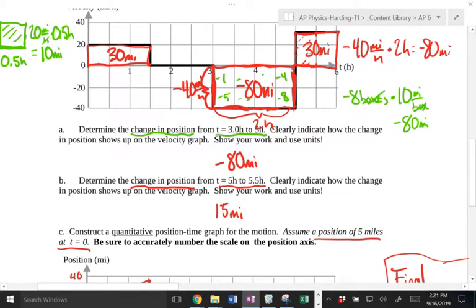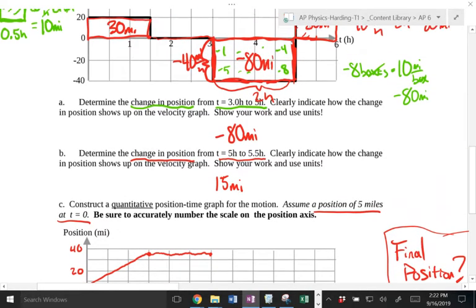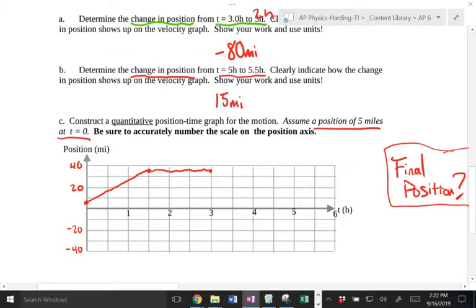Then I don't change position at all. My velocity is 0 from 1.5 to 3. If my velocity is 0, I'm not changing position. If my velocity is 0, I'm not going anywhere. Then I've got a change of position of negative 80 miles. I'm at 35.